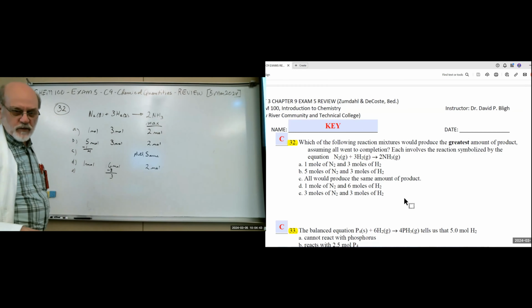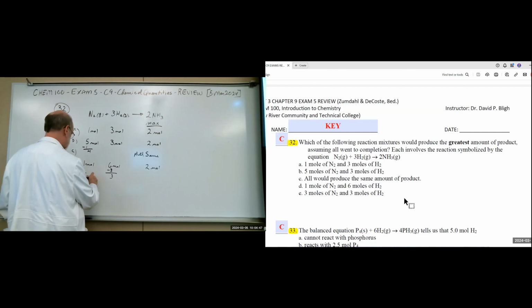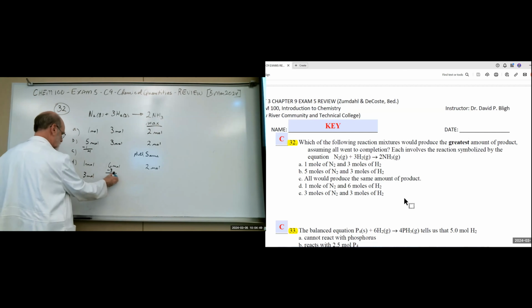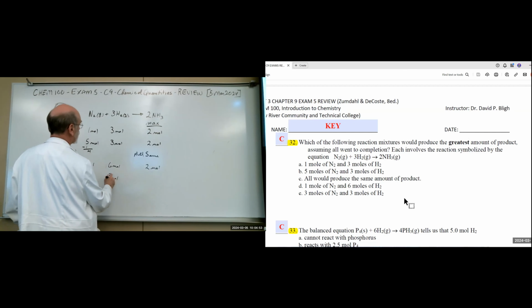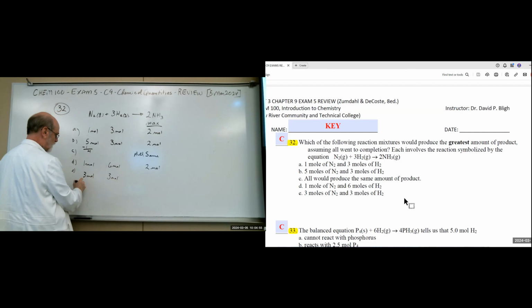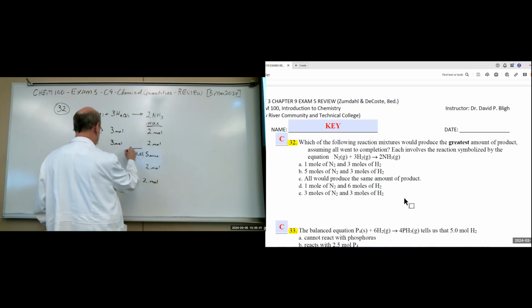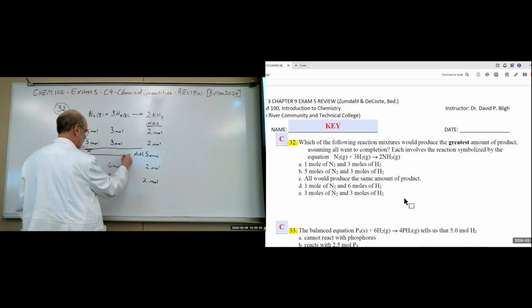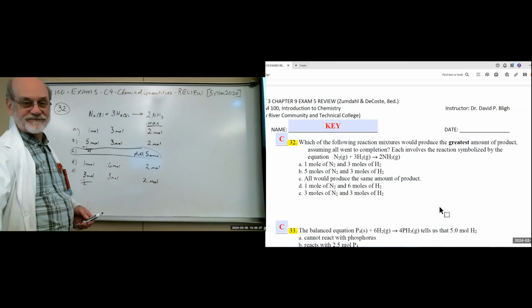And E, 3 moles of nitrogen, 3 moles of hydrogen. So 3 moles here, and 3 moles here. That's 3. We need 1 of these. We're going to have 2 left over, and that's still going to produce 2 moles. So all the same, C is the answer.